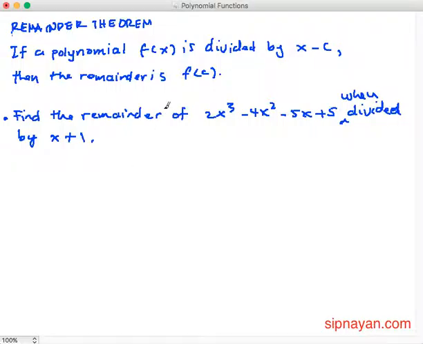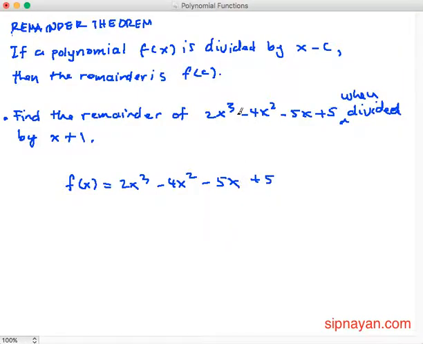Okay, so kung gagamitin natin tong theorem na to, sabi niya, if a polynomial f of x is divided by x minus c, then the remainder is f of c. So ano yung polynomial natin dito, f of x, no? Ano ba yung f of c? So our polynomial f of x is equal to 2x cubed minus 4x squared minus 5x plus 5. No?